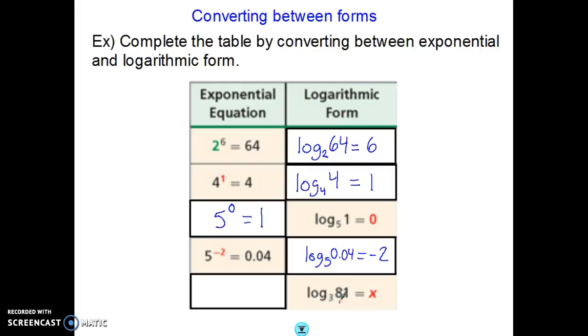Brings us to our last example. Again, log base 3 of 81 equals x. This one we have a variable thrown in, but it still works the same exact way. My base must be the same, so 3. And I know that the log equals the exponent, so 3 to the x equals 81.